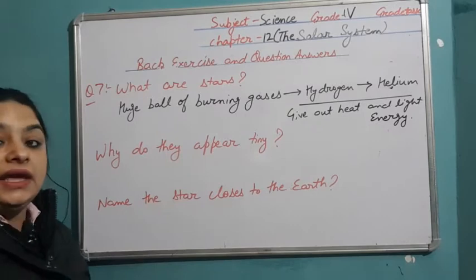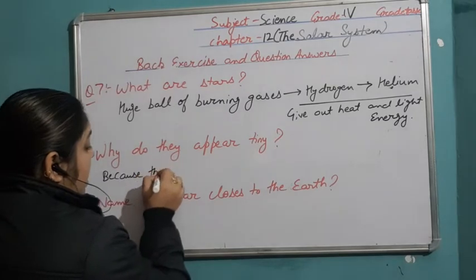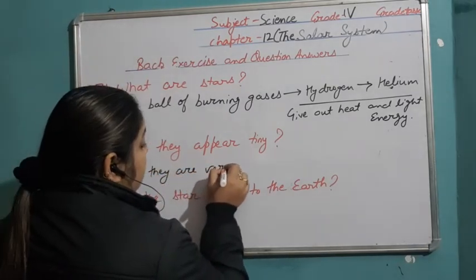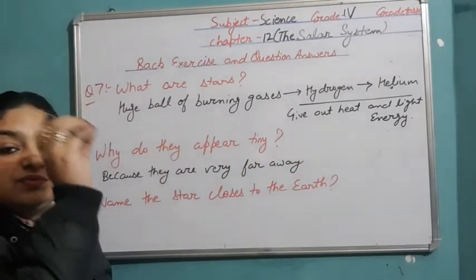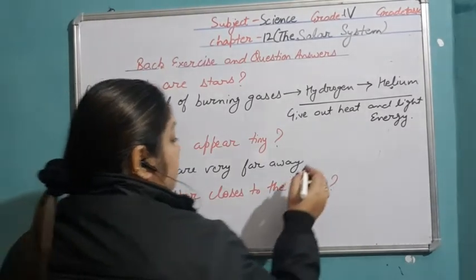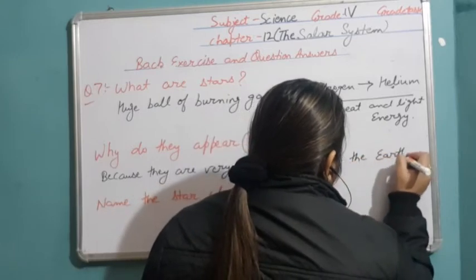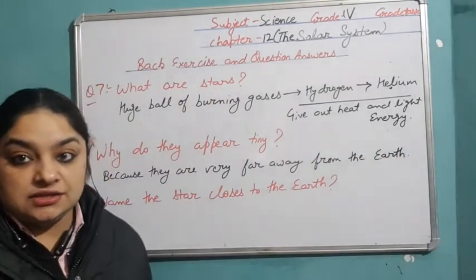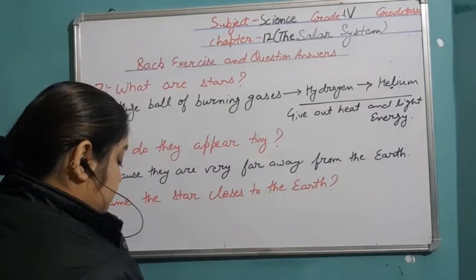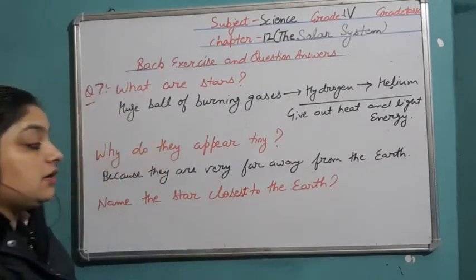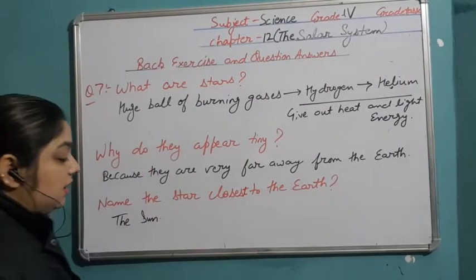Why do they appear tiny? They appear tiny because they are very far away from the earth. That's why they appear like small twinkling dots in the night sky, right? Because they are very far away from the earth. And why can't we see them during the day? Because of the sunlight. We cannot see them during the daytime. Now name the star which is closest to the earth. The nearest star to the earth is the sun.